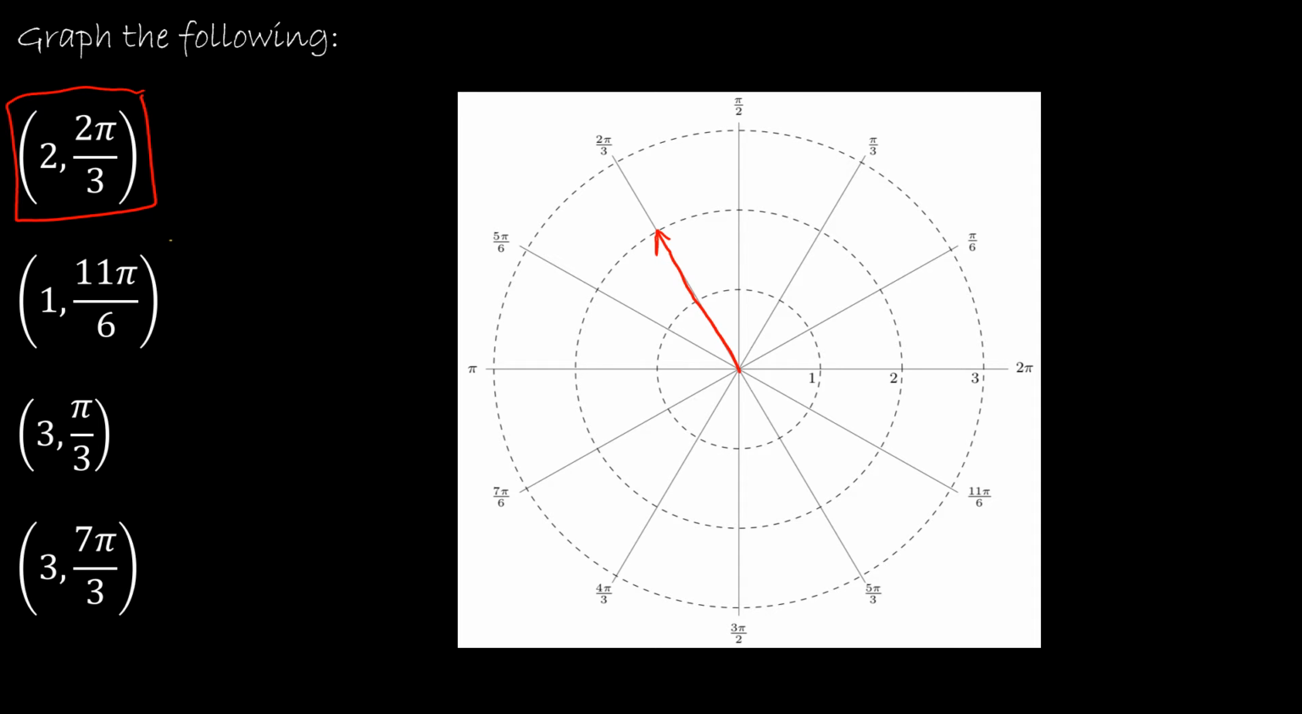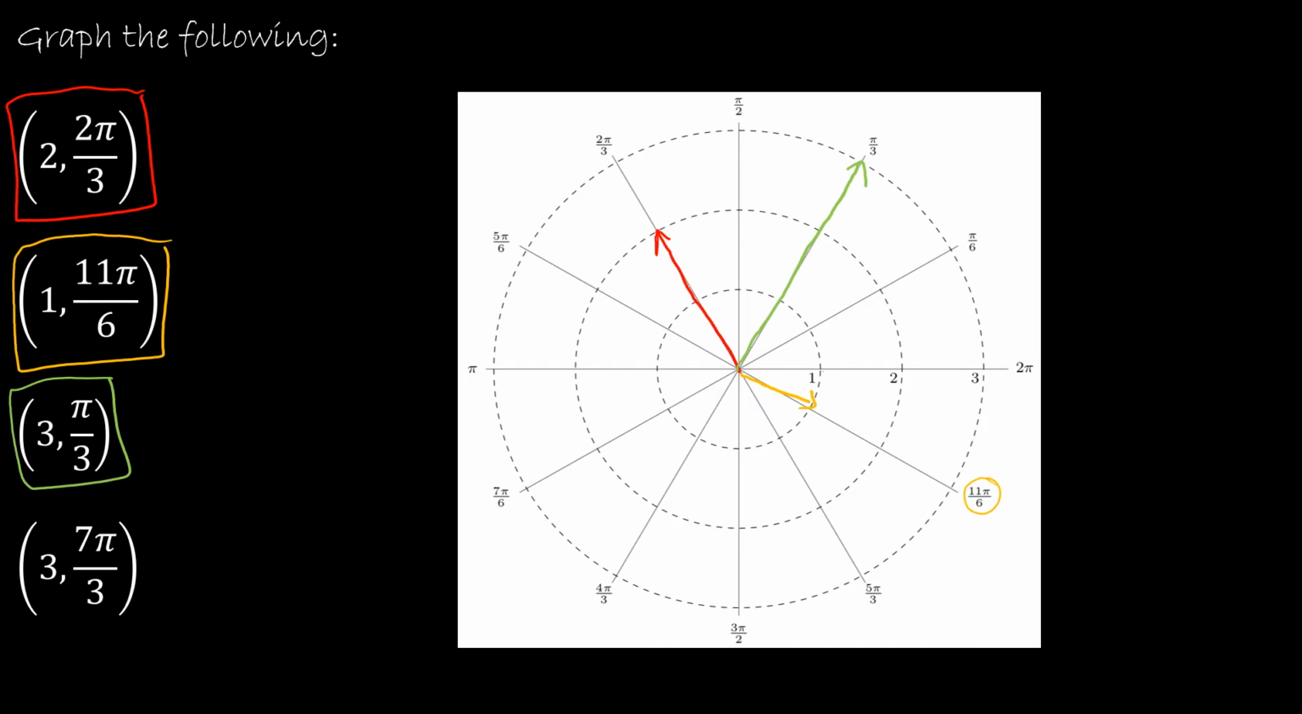For my second one, I have 1 comma 11 pi over 6. So I go 1, and then 11 pi over 6 is all the way to here. So again, that's going to look just like this, without the circle. For the next one, 3 comma pi over 3. So I'm going out 3, and then pi over 3 is right here. So that's going to be this line, 3 comma pi over 3.